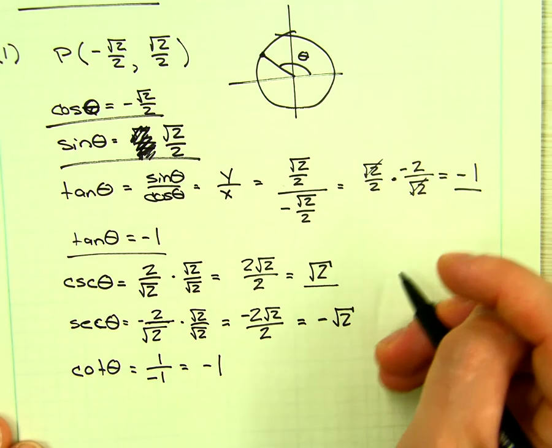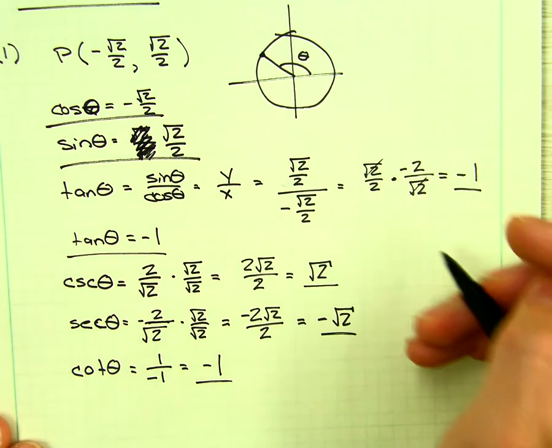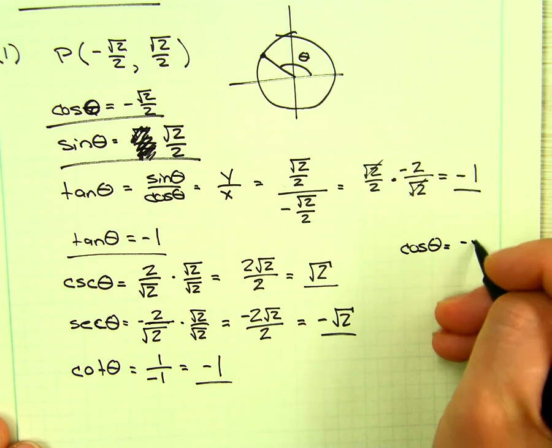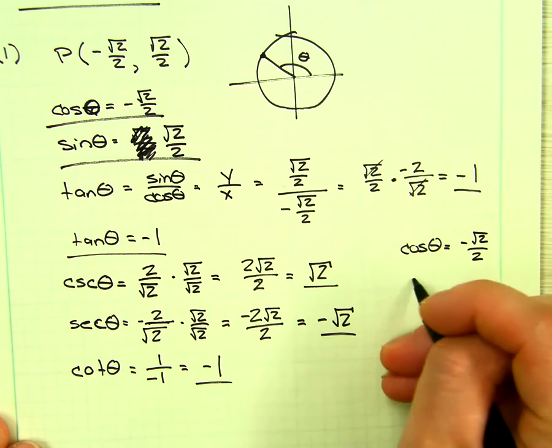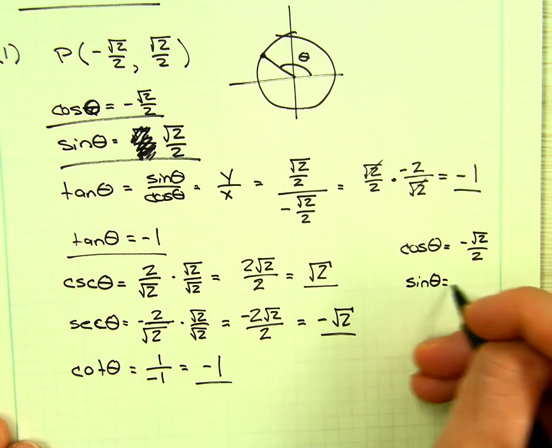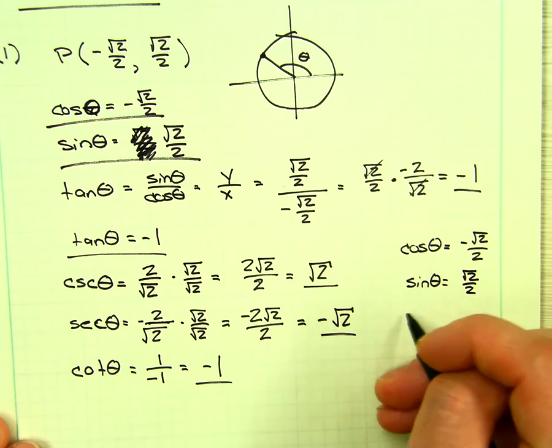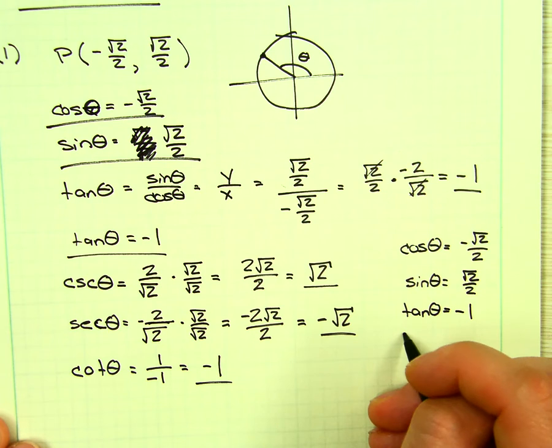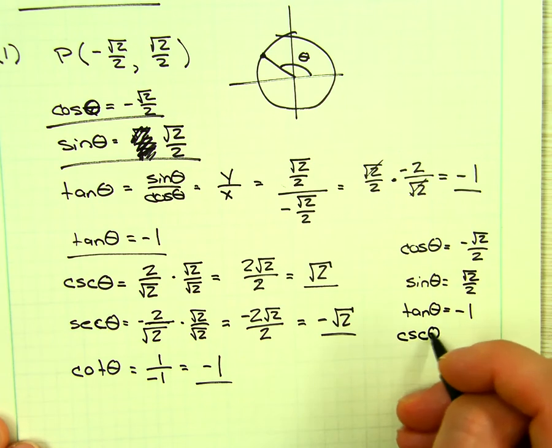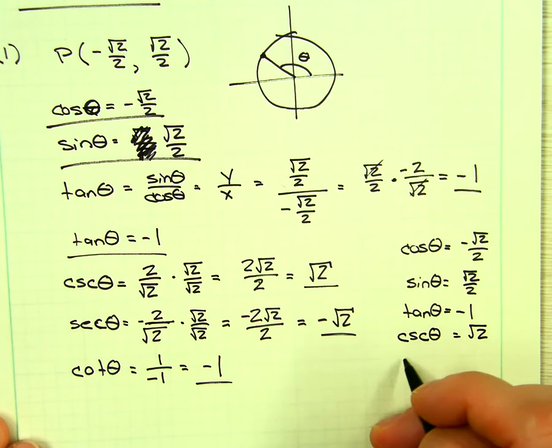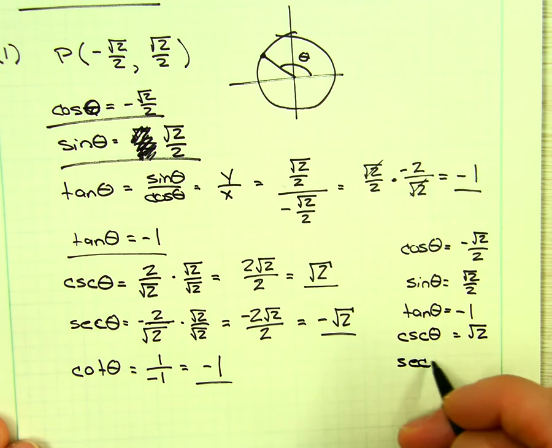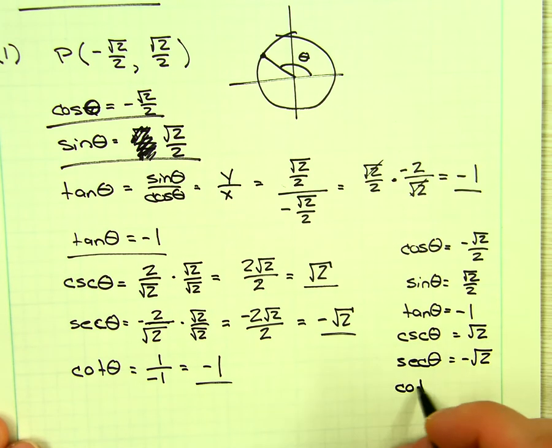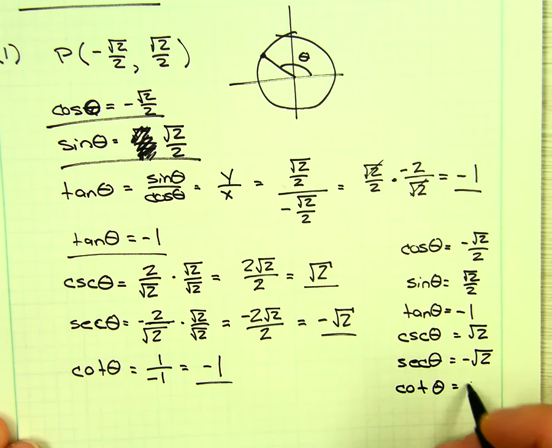Writing out all my answers so that I've got them all nice and neat, and it's easy to grade, I can see cosine of theta is equal to negative root 2 over 2. The sine of theta is equal to root 2 over 2. Tangent of theta is equal to negative 1. Cosecant, root 2, secant, negative root 2, and the cotangent.